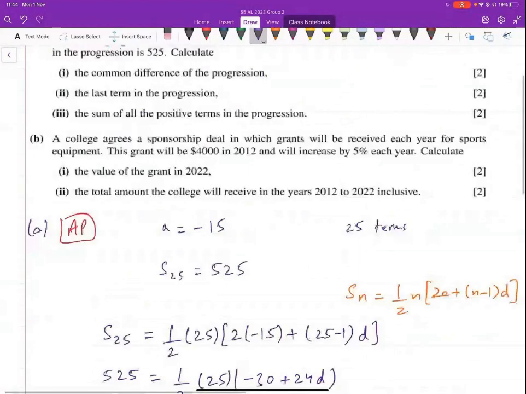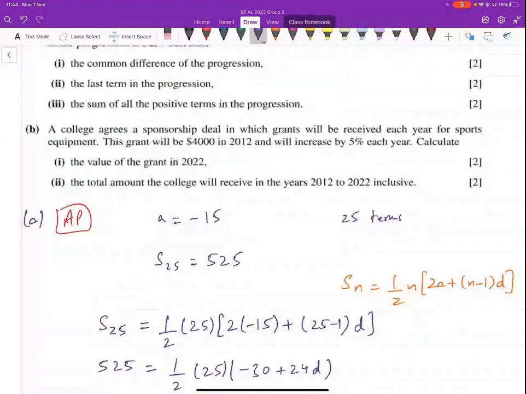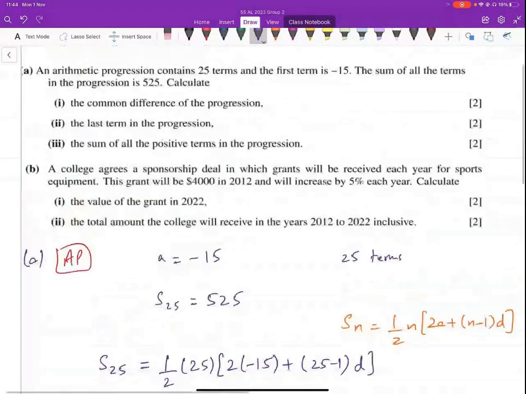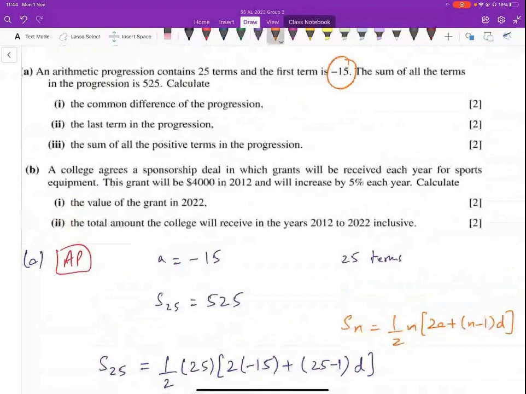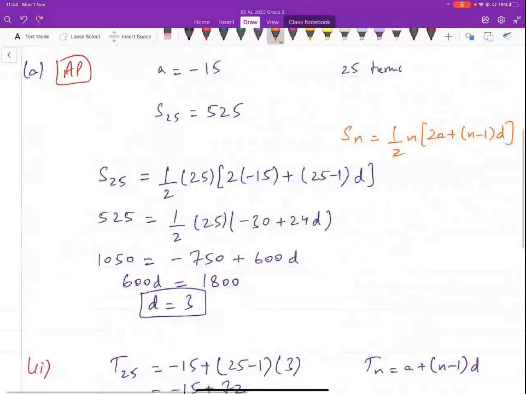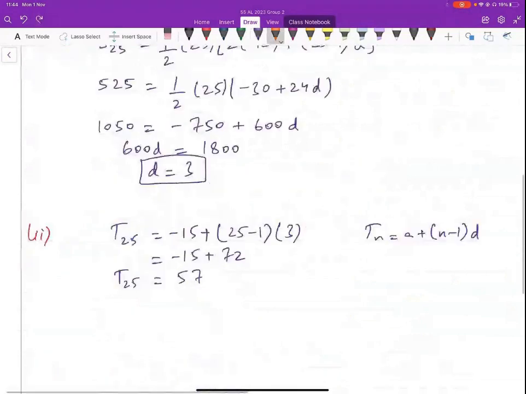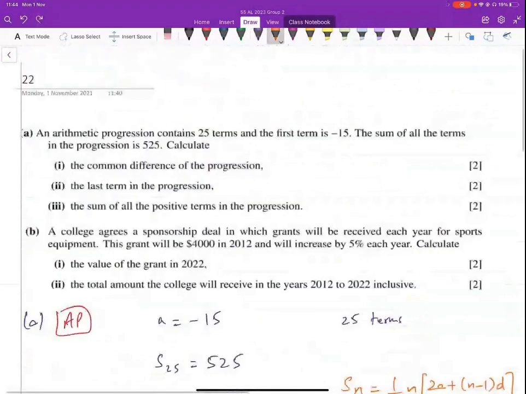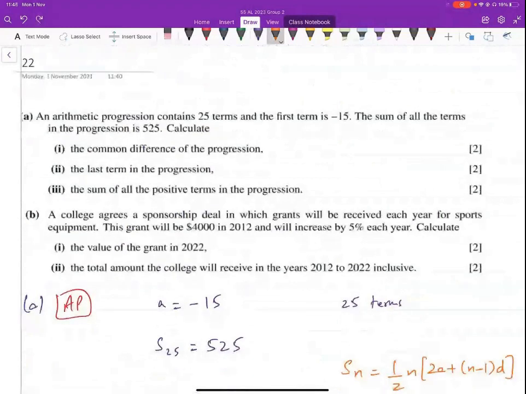So then it says find the sum of all the positive terms in the progression. Sum of all the positive terms. अभी देखिए sequence कहाँ से start हो रहा था? It was starting from something negative, minus 15 से start हुआ, and then it's going until 25 terms because the difference is 3. The values बढ़ती जा रही हैं. They're going to get positive at some point. We only have to find the sum of the positive terms. How can you figure this out?